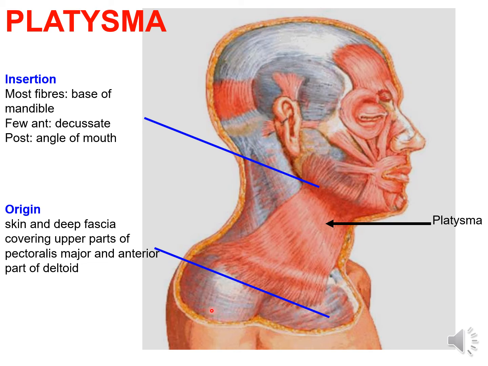As you can see, the platysma muscle takes its origin from the skin and the deep fascia covering the upper parts of the pectoralis major and the anterior part of the deltoid fascia. The fibers travel upward, forward and medially. Most of the fibers are inserted on the base of the mandible. Few anterior fibers decussate with the similar fibers of the opposite side, whereas the few posterior fibers cross the angle of the mouth and merge with the risorius muscle.